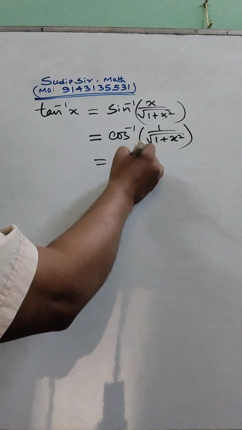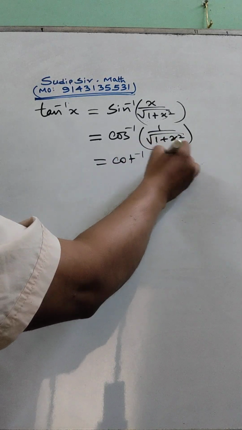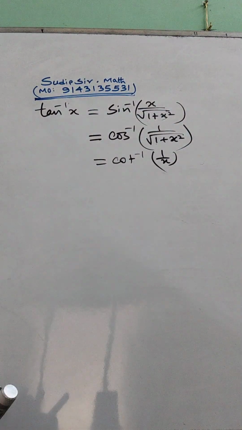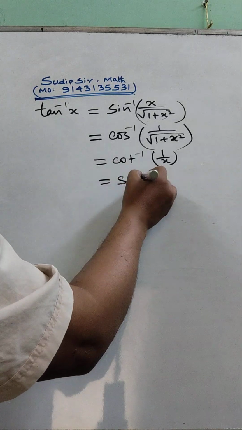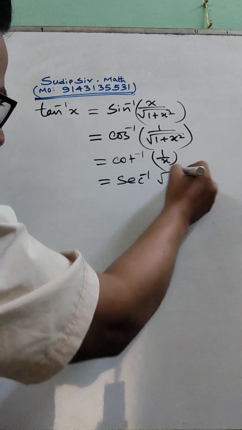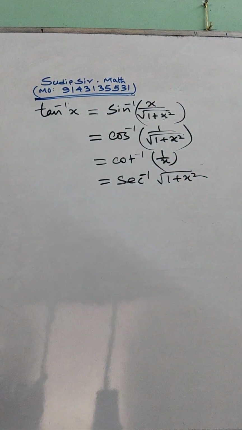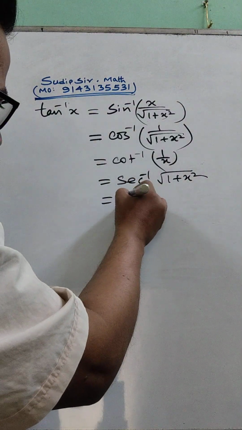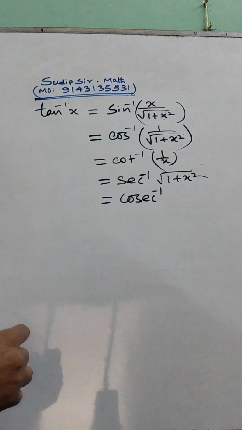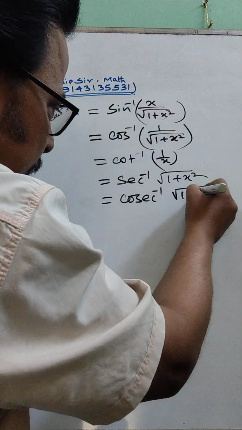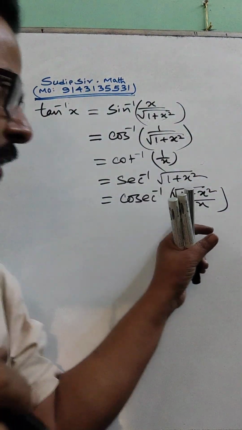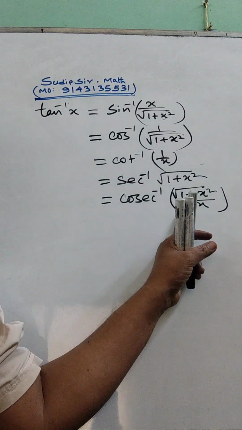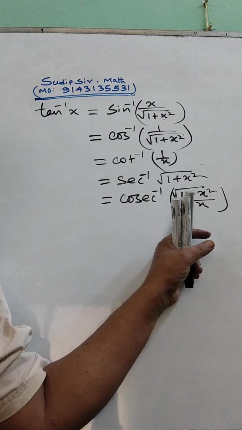And for cot inverse just 1 by x. And for sec inverse root over 1 plus x square. And for cosec inverse root over 1 plus x square by x. Okay.